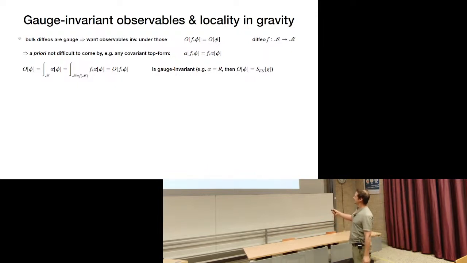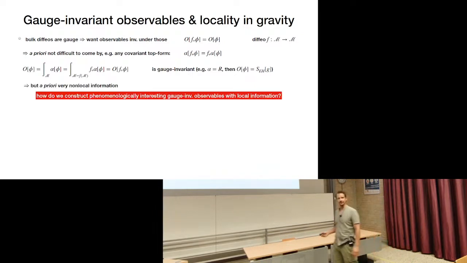And as an example, you can take alpha to be just basically the Ricci scalar, and then you get the Einstein-Hilbert action, which in a strict sense is a gauge invariant observable. But of course, it's not a very informative one a priori. It doesn't tell you very much about local physics.